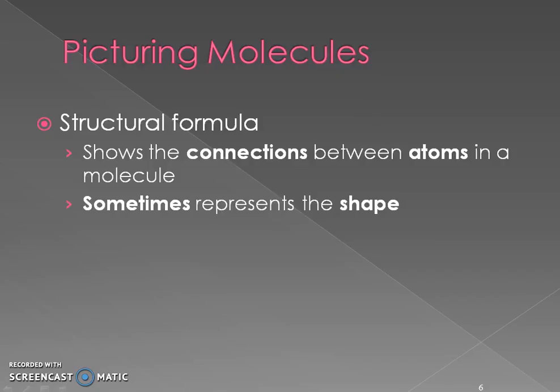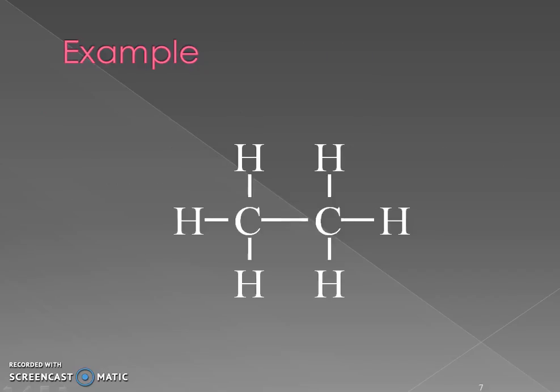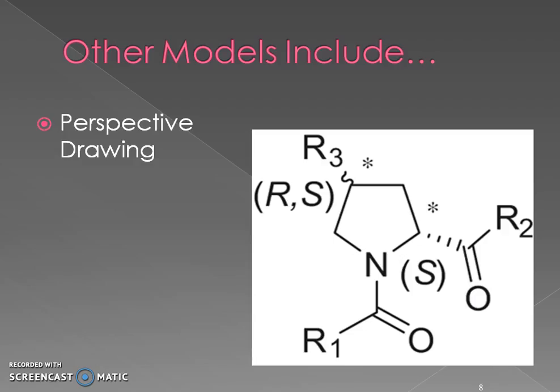So when we are picturing these molecules, there's different representations. So a structural formula just is the connection between atoms, and sometimes this helps us give us the shape like tetrahedral or bent. So there's an example of C2H6, and the lines are representing the atoms, or the bond, I should say, the bond between the carbon atom and the hydrogen atom.